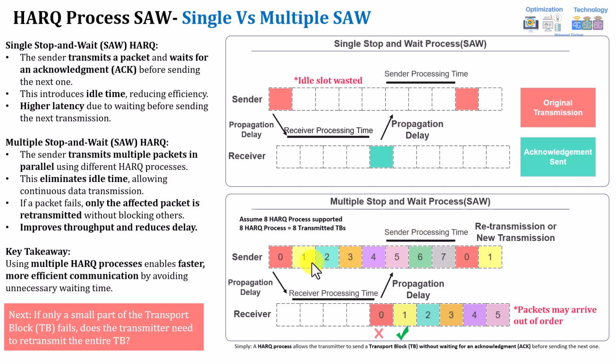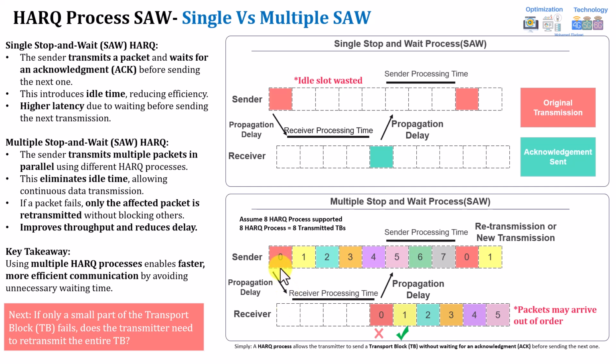In the case of multiple stop and wait, as you can see in this figure, the sender first sends data at slot 0, then new data at slot 1. It keeps sending data, and each one of those is called a HARQ process. Despite the feedback, it just keeps sending data. You can have up to 16 HARQ processes. Each HARQ process has a specific ID so the receiver can identify which HARQ process a transmission relates to.